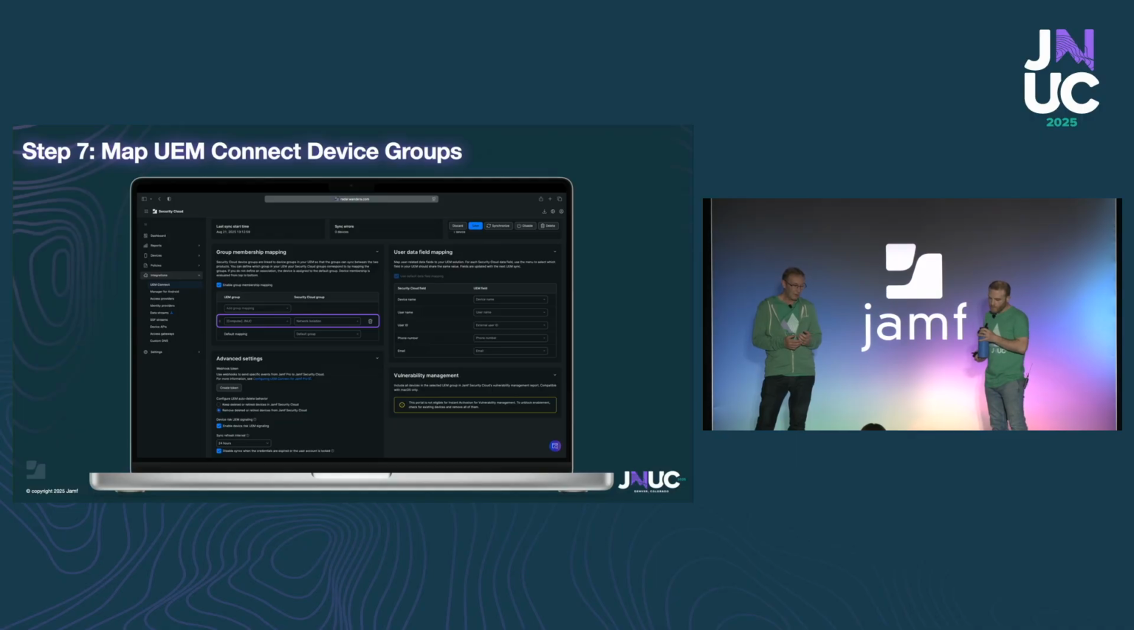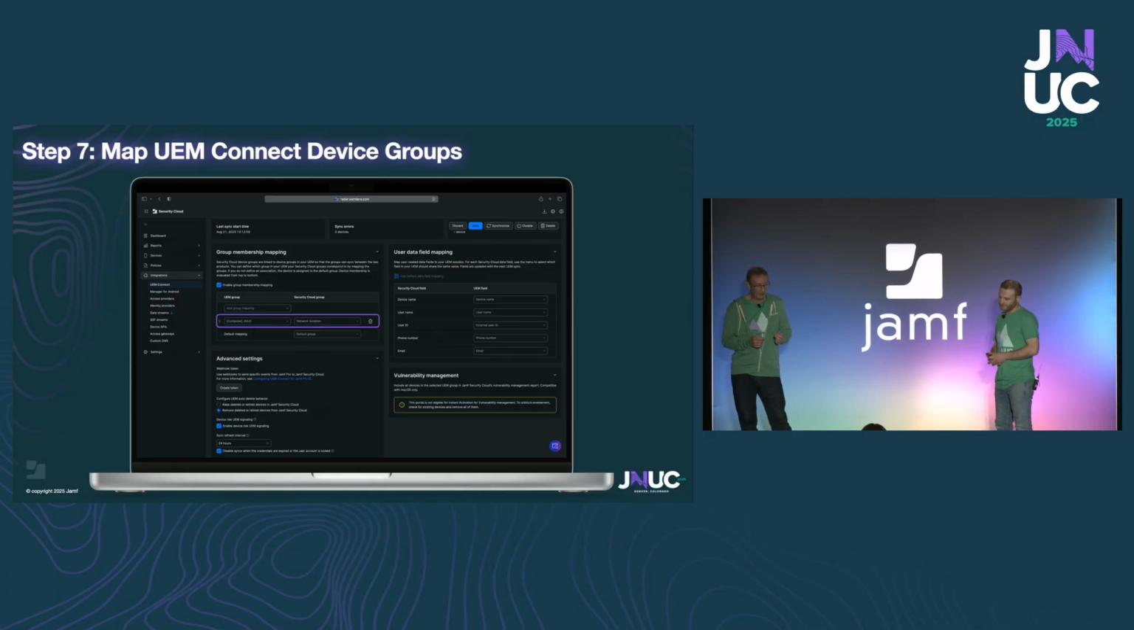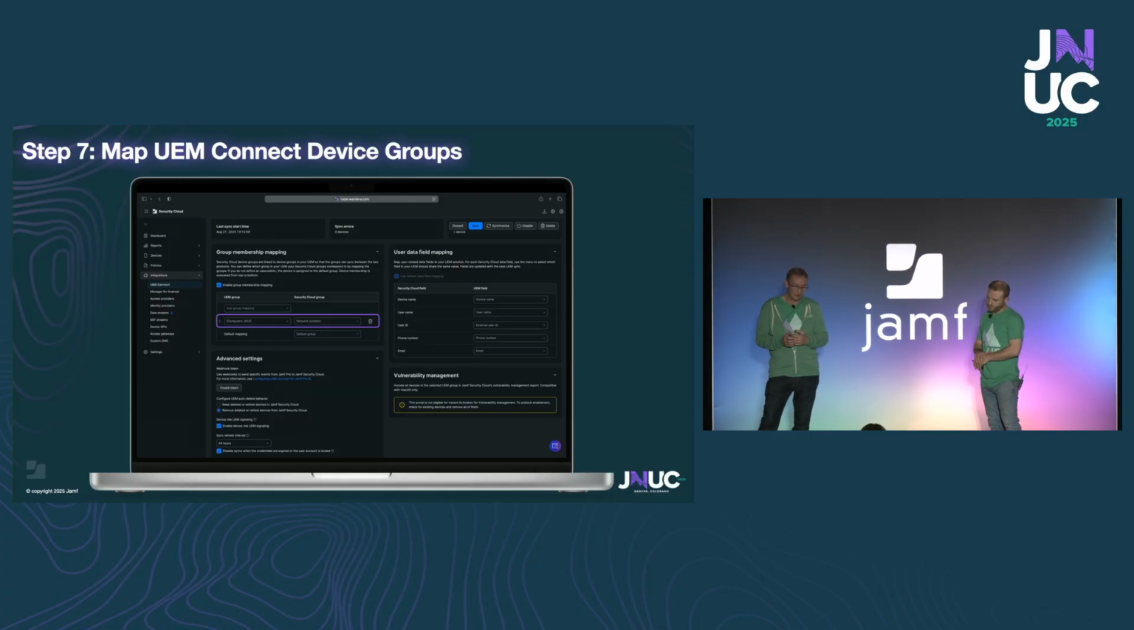Step 7, we're going to map our JNUC smart group created in Jamf Pro to the Network Isolation device group created in the Security Cloud using UEM Connect. By completing this step, we'll direct the Security Cloud to place any devices in the JNUC smart computer group into the Network Isolation device group, and therefore applying our restrictive content filtering policy.